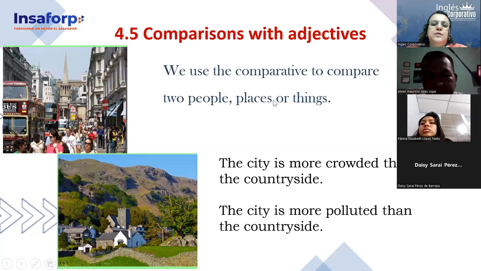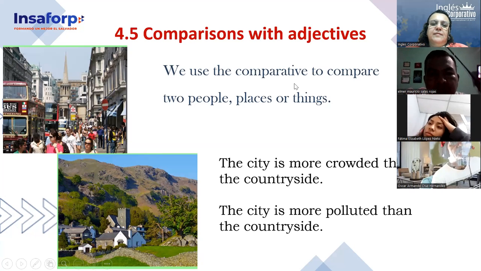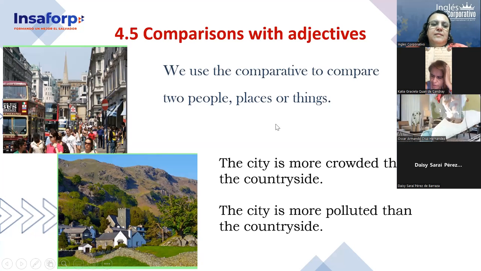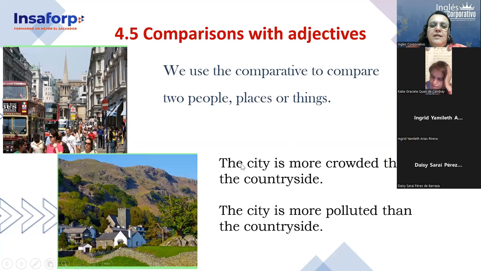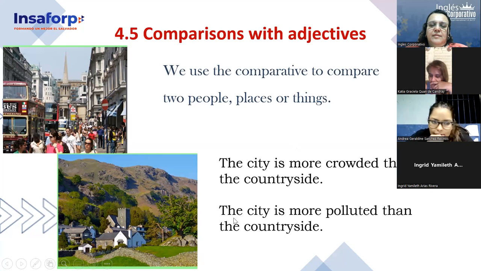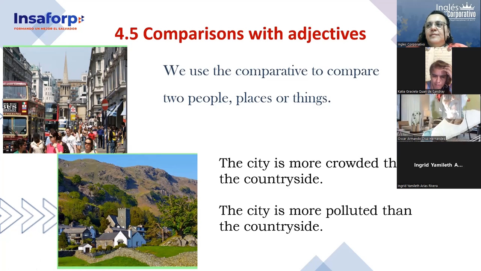We use the comparative to compare two people, places, or things. Okay. The city is more crowded than the countryside. The city is more polluted than the countryside.